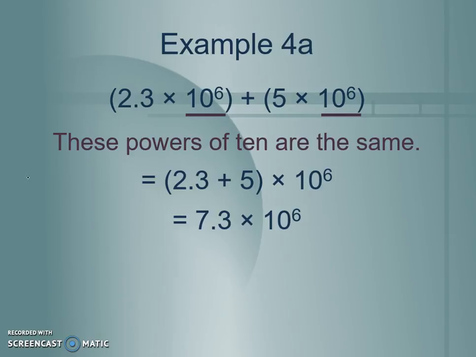This would be like writing it out. 2.3, let's see, 1, 2, 3, 4, 5. And then 5. 1, 2, 3, 4, 5.